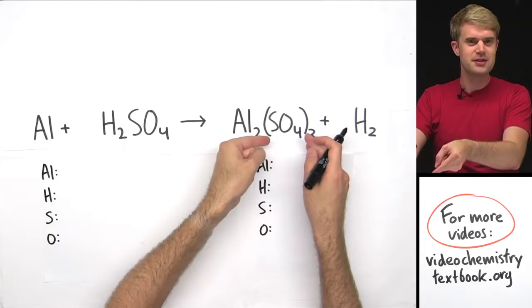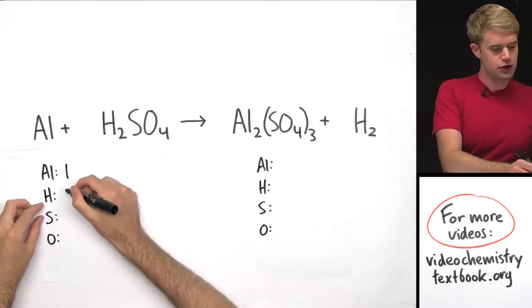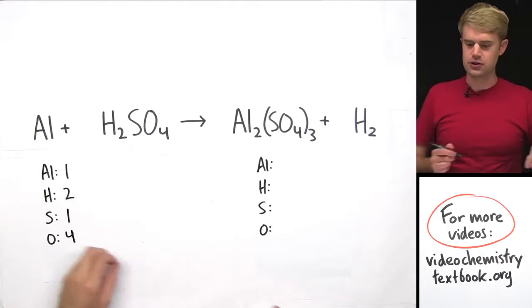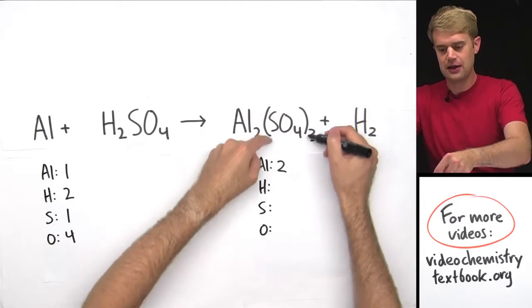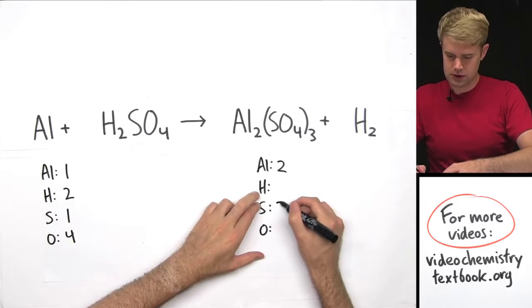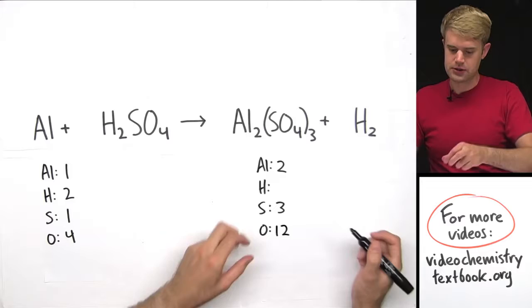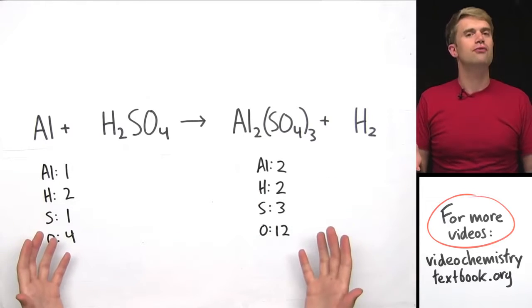We got some more parentheses here. Let's take a look at this equation. Okay, I have 1 aluminum, 2 hydrogens, 1 sulfur, and 4 oxygens. Then over here I have 2 aluminums. Everything in here is multiplied by 3. So that means that I have 3 sulfurs, and I have 4 times 3, which is 12 oxygens, and then I have 2 hydrogens. Okay, what am I going to do first?